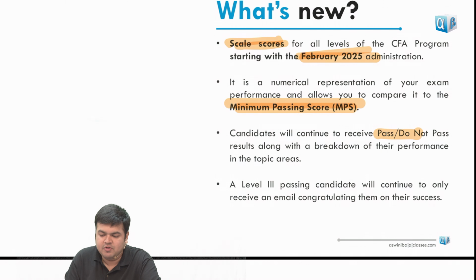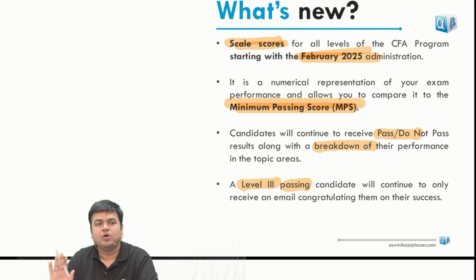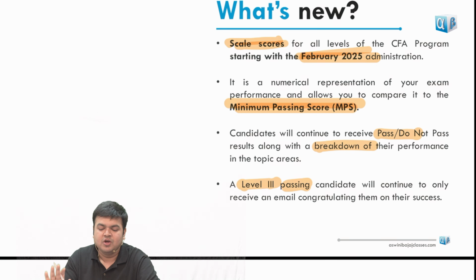You will still receive your pass or do not pass. Obviously, you will get your result and the breakdown of the result. You will get the subject-wise breakup also. We'll see this. The only thing is level 3 students who pass will not get the breakup or the exact score. They will just get pass or did not pass. They will not get how far they are from the minimum passing level, etc. You'll not get more details. The ones who do not pass will get the breakup.